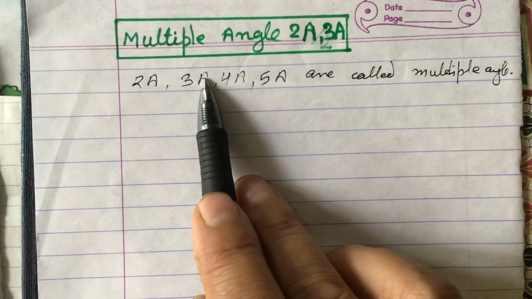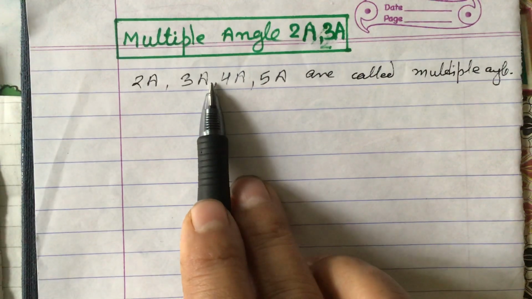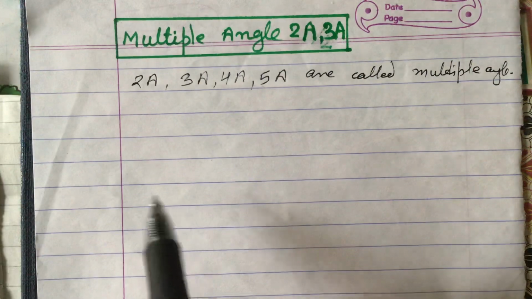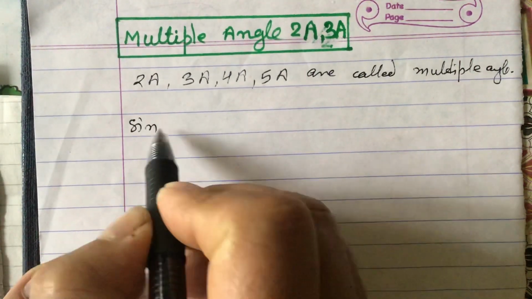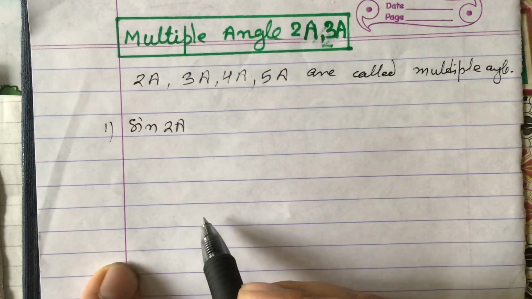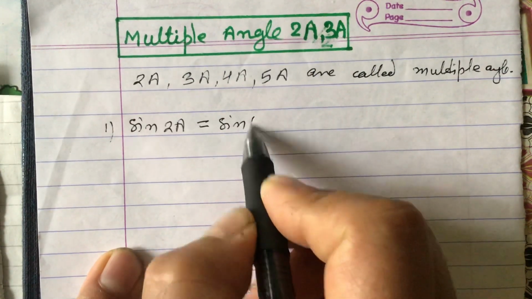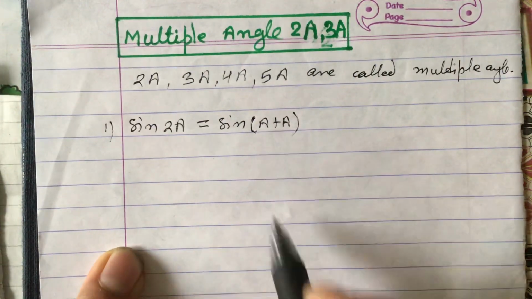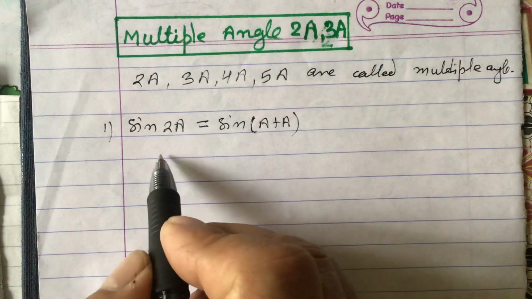Okay. Now, what type of formula can we derive from this multiple angle that we are going to do now? So now, look here. Suppose you have sine of 2A, number 1, let us do this one. Sine 2A can be written as A plus A, like this we can write, okay? If we write A plus A, then we can apply the formula here.